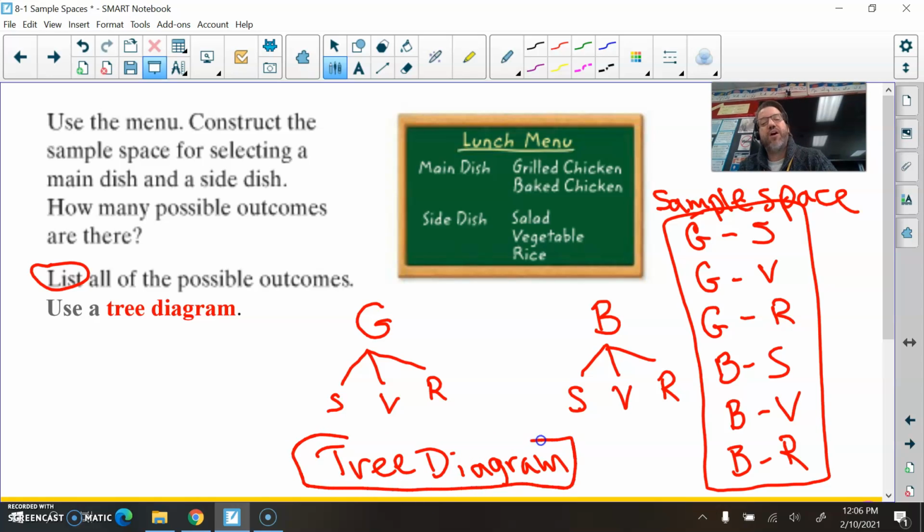Okay, now I could have made this tree diagram by listing salad, vegetable, rice on top and have 3 separate headings and then put grilled and baked under each of those. You'd still come out with the same 6 possible outcomes in your sample space. But I would go with the main dish first and the side dish second, since that's how they appear on the menu. Plus, it's nice to only have 2 of these separate trees. If you went side dish first, you'd have 3 separate trees that you'd be making in your diagram.